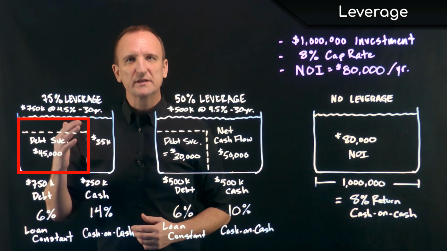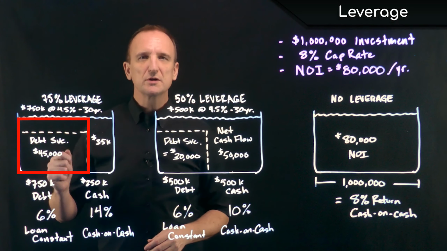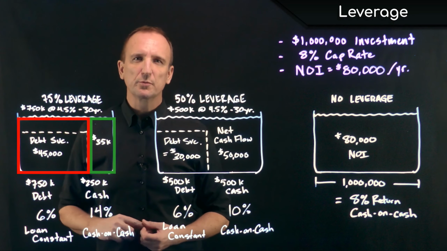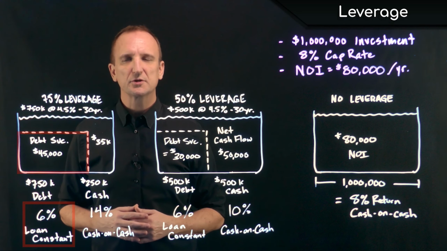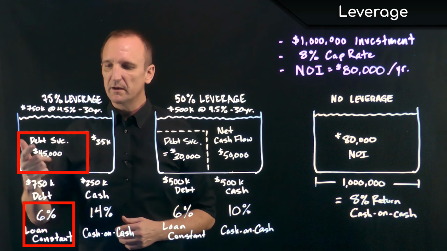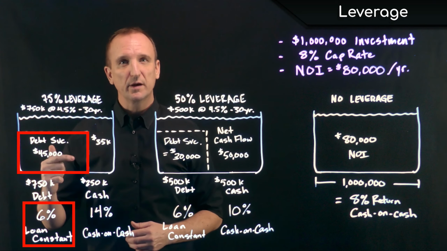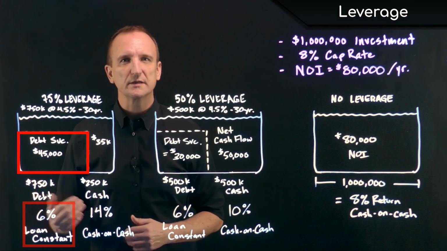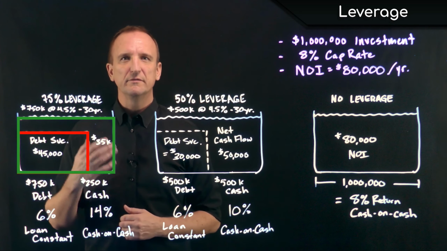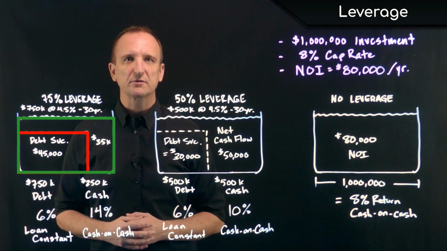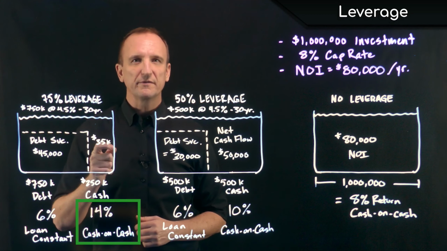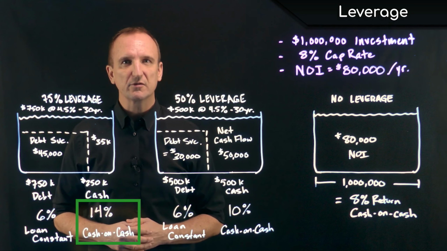In this last example, at 75% leverage, the lender is putting up $750,000 of the capital in the form of debt, and the investor only puts up $250,000 in cash. At that same rate and terms, once again, that $45,000 divided by the $750,000 is a 6% cash return to the lender's loan constant. That leaves $35,000 in the form of net cash flow left over for the investor. The investor only puts up, in this case, $250,000 of their own cash. $35,000 divided by a $250,000 investment is a 14% cash-on-cash return.